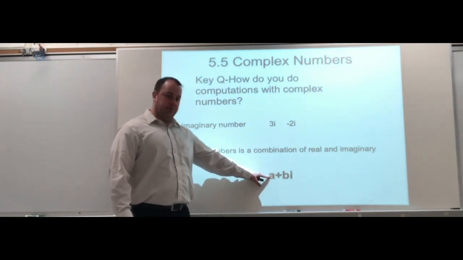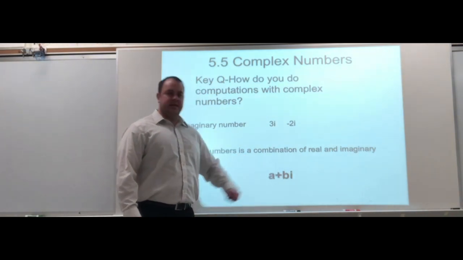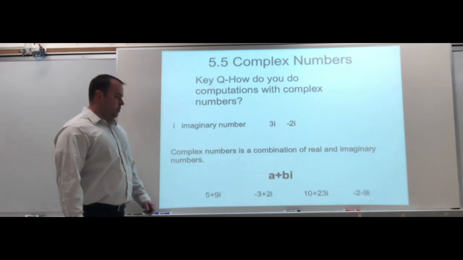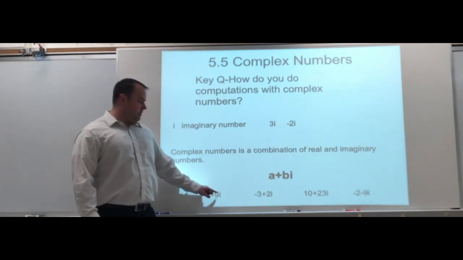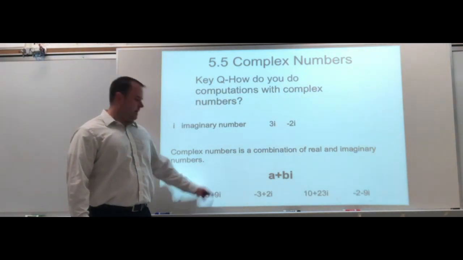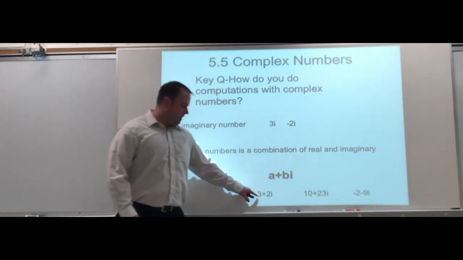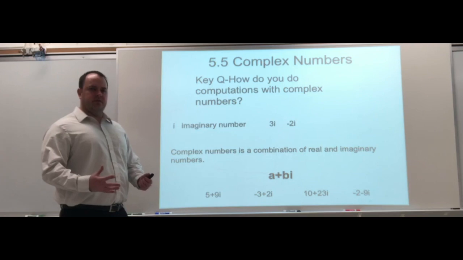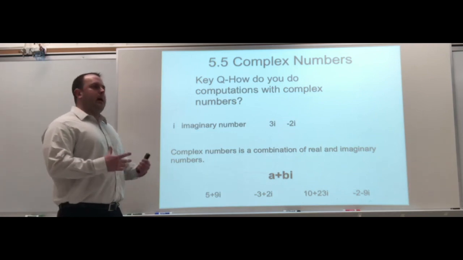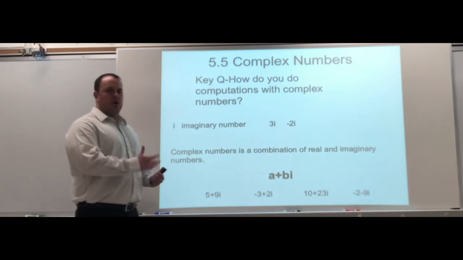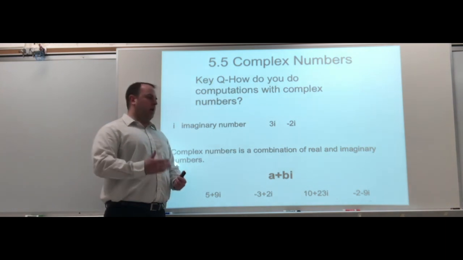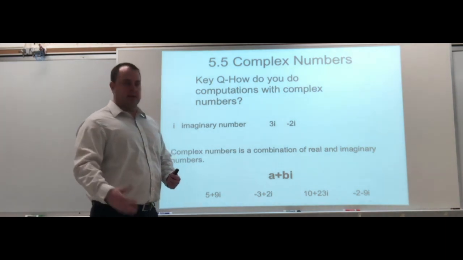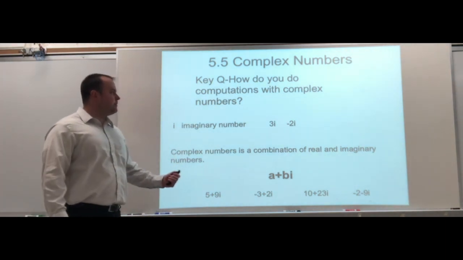a is considered the real term, the real value. b is the imaginary value. So when you're writing it, make sure the imaginary value comes second. 5 plus 9i, imaginary comes second. Negative 3 plus 2i, imaginary number comes second. Positive, negative, these terms don't matter so much. It depends on the order of the real number and imaginary. I want to see the imaginary number come second, so start off with the real value.